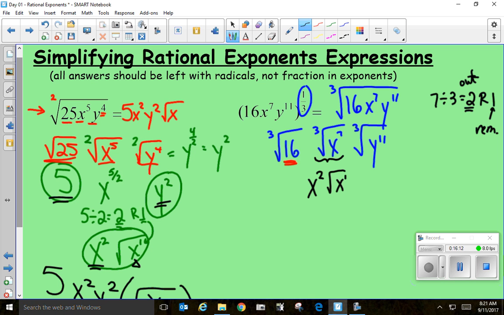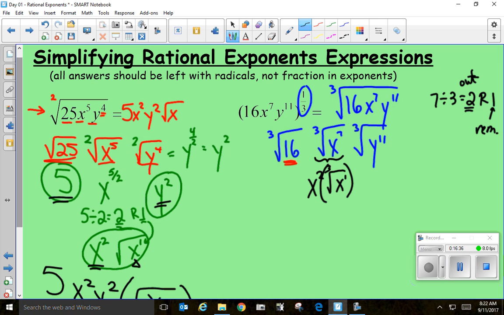What's the one thing I did wrong there? Why would that be wrong? It's a cube root. It's not a square root. So make sure you write your cube root there. Sorry, that is x squared times the cube root of x. It's not times the square root of x. If it was square root, I wouldn't have to write the 2, would I? Okay. But it's a cube root. I have to write the 3.